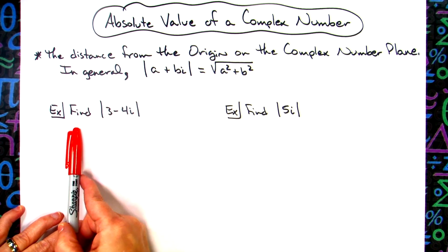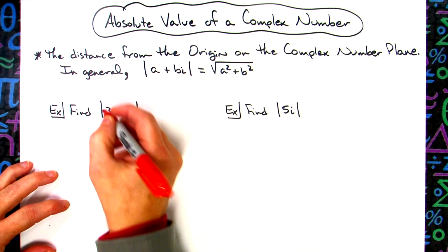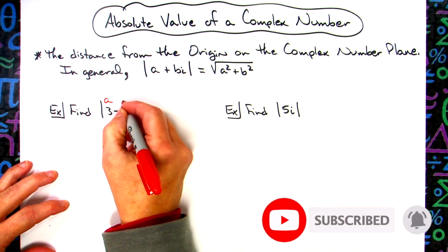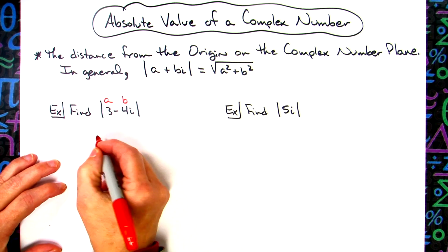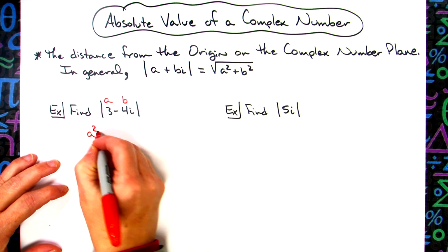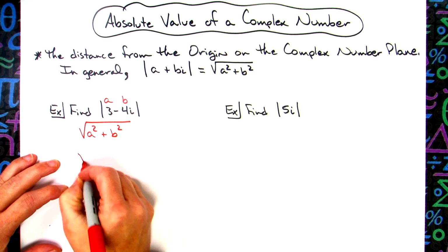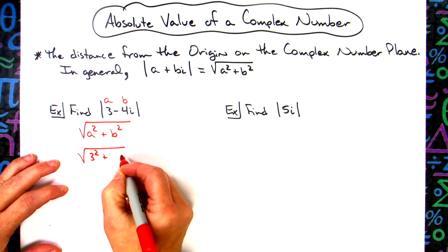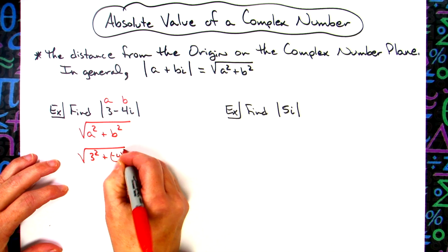So if we are attempting to find the absolute value of 3 minus 4i, our a number is going to be 3, our b number is going to be -4. So then we're going to use our formula, a squared plus b squared, square root. Okay, so replacing a with 3, we'll have 3 squared. Replacing b with -4, we'll have -4 squared.